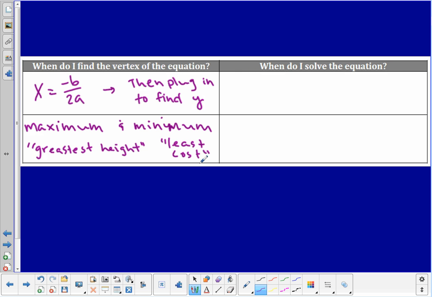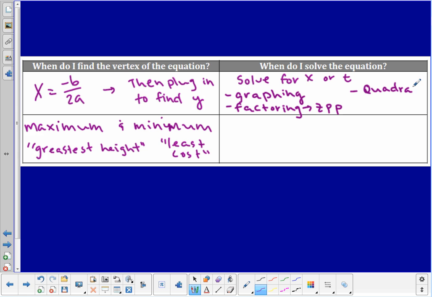Okay. Then there are sometimes that we have to actually solve the quadratic, when we have to solve for x. We solve in three different ways. We solve by graphing, we solve by factoring and doing the zero product property, or ZPP, or the one that I think that we use the most, we solve using the quadratic formula.